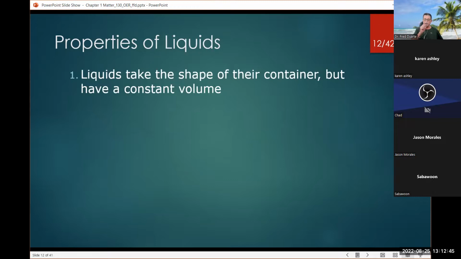Now, with respect to liquids, liquids take the shape of the container. We know that, right? If you take a gallon of milk and it has its particular shape, and now I dump that same gallon of milk into a larger container, well, now it has a new shape, right? But it still has the same volume of 1 gallon, regardless of what container I put it in. So the volume is constant with respect to liquids, but their shape will vary.